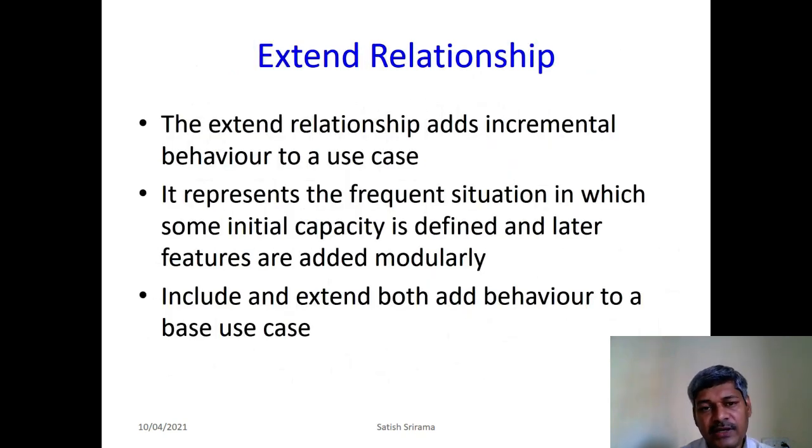The second type of relationship is the extend relationship. The extend relationship adds incremental behavior to a use case. This represents the frequent situation in which some initial capability is originally defined and later features are added modularly. This is the general behavior: we implement something and then keep on adding more features to it.